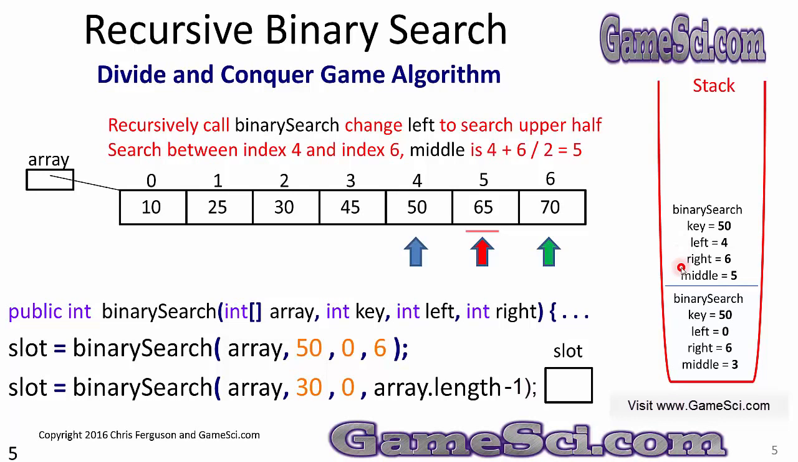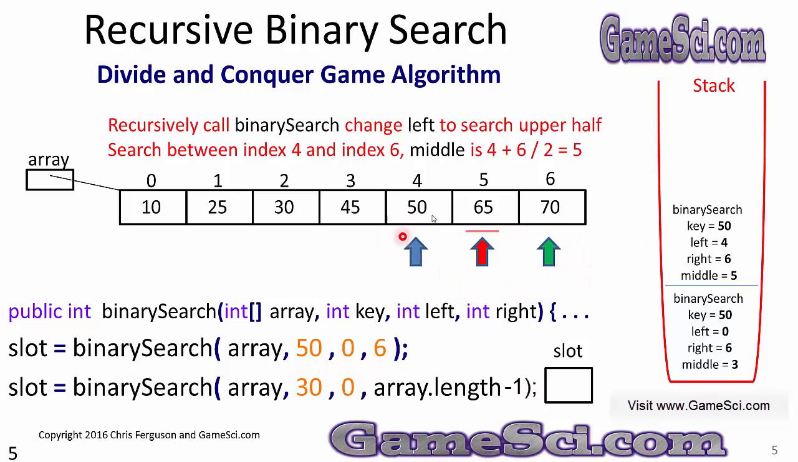The right bound stays exactly where it was at the end of the array. And somewhere between 4 and 6, we should find our data. The middle is then calculated again, and the middle between 4 and 6 is 5. 4 plus 6 is 10, divided by 2 is 5. The middle of our search range is 5. So that's what binary search says.